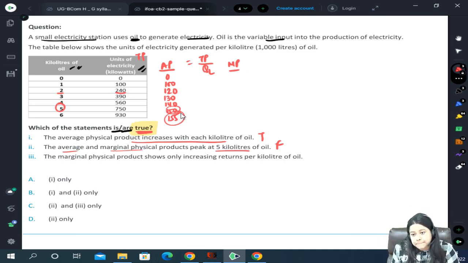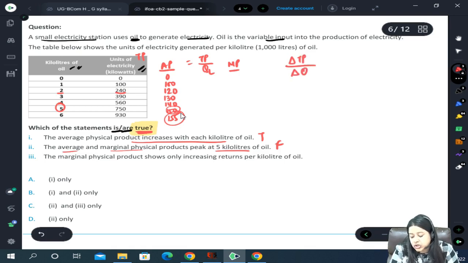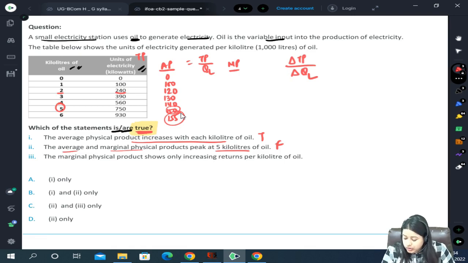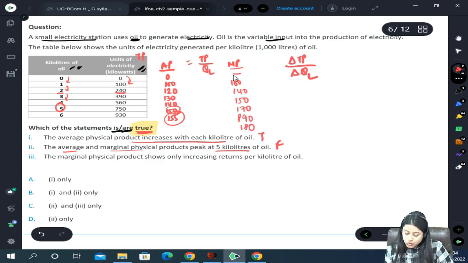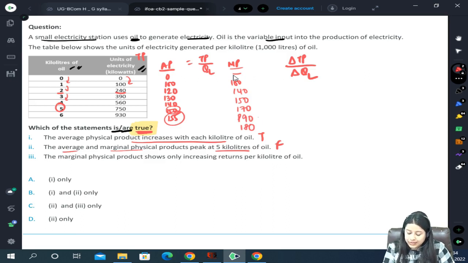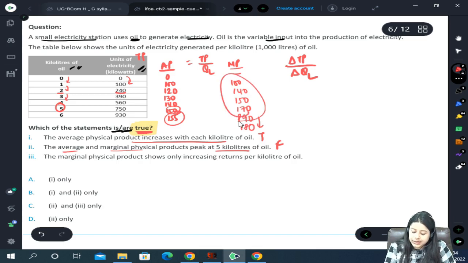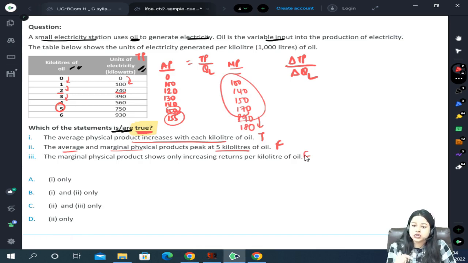How to find MP? Change in your TP by change in your labor. Here our electricity is the output. Let's find it. The change is always 1, right? So this is again 100. Here it's not 0 usually; we put a dash because it's undetermined. Then 140, 150, 70, 190. Now it's decreasing. So up to here it's increasing, but then it's decreasing. So this is again false. In case of increasing returns, it should always be increasing.